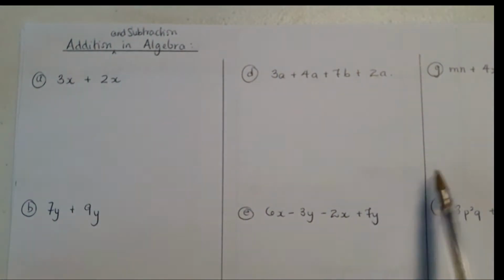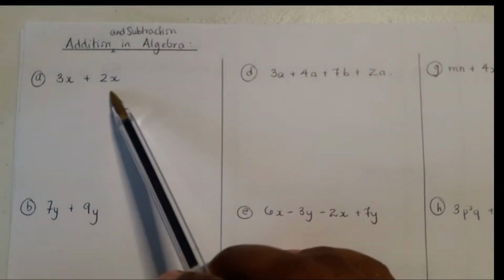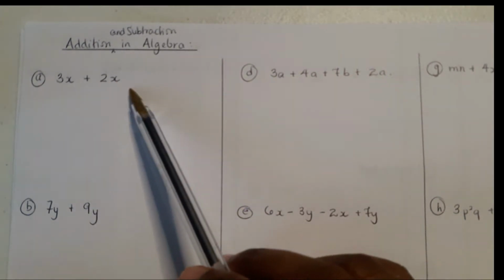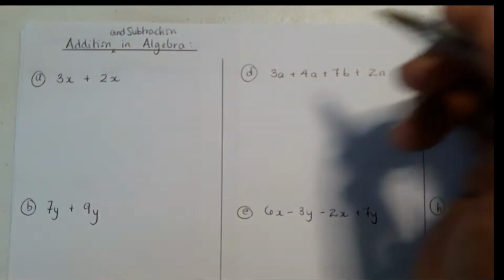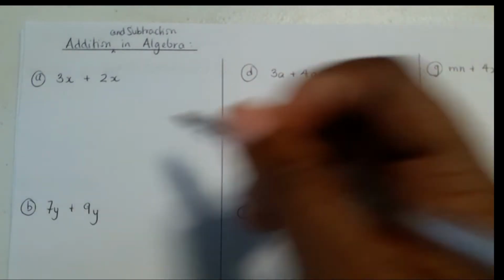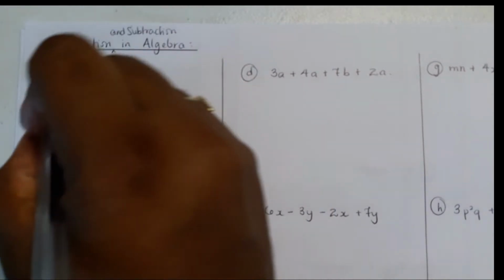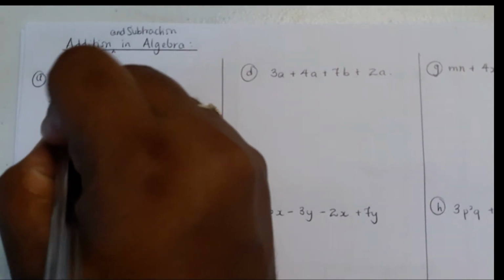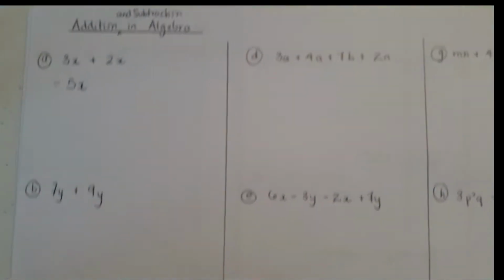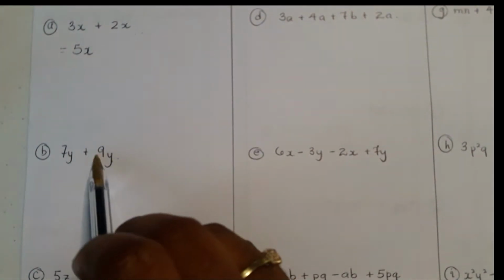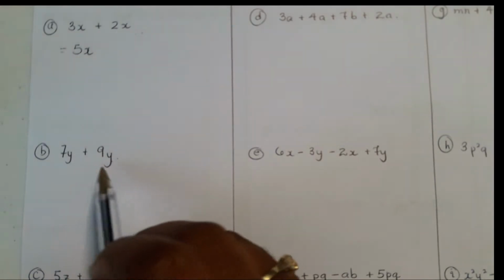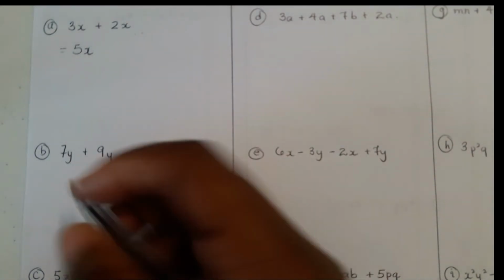We're dealing with addition and subtraction. So if you have 3x and 2x, if you're adding them, you're going to therefore have what? 5x, right? So you're going to have 3 plus 2. They have the same variables, so it'll be 5x. Now this one, same variables here. So therefore, 7 plus 9 is, correct, 16.